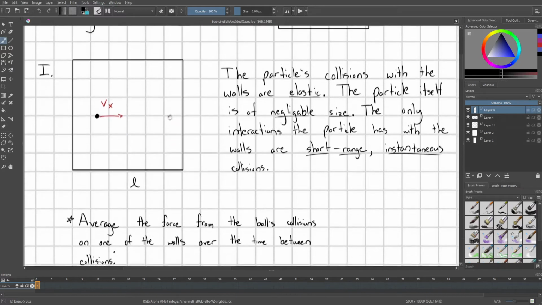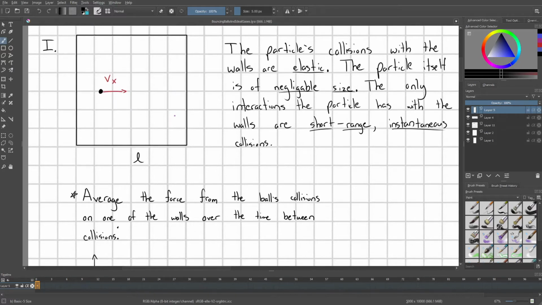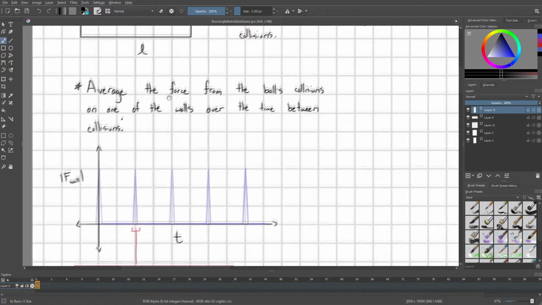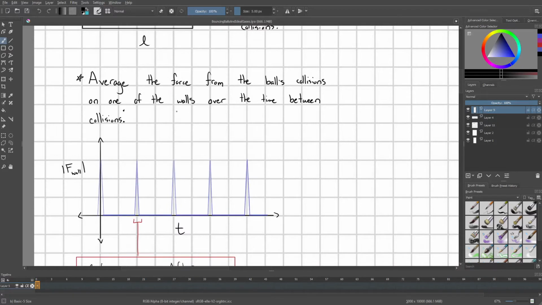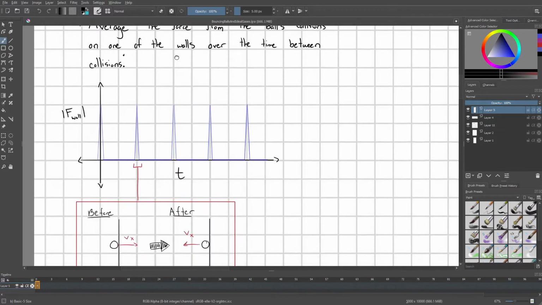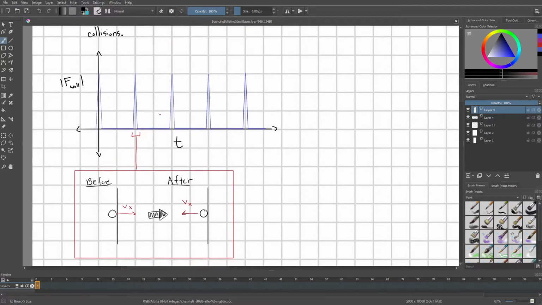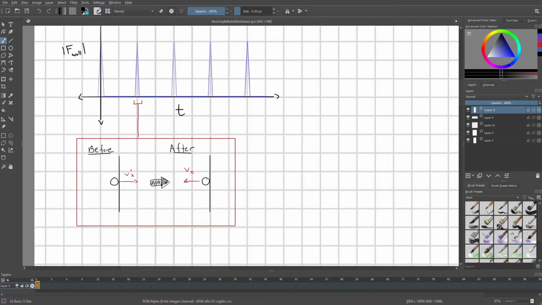So for this first task, we're going to try to average the force from the ball's collisions on one of the walls over the time between collisions. And so what does this mean? If I were to draw a graph of the absolute value of the force on either of the walls over time, we would get a graph that looks something like this. And each of these spikes for the force on the wall indicates basically when the ball comes in and hits it. So if I look at the right wall here, I have my ball coming in and slamming into the right wall. And so the wall is going to push the ball to the left until the ball bounces back with the same speed that it came in.